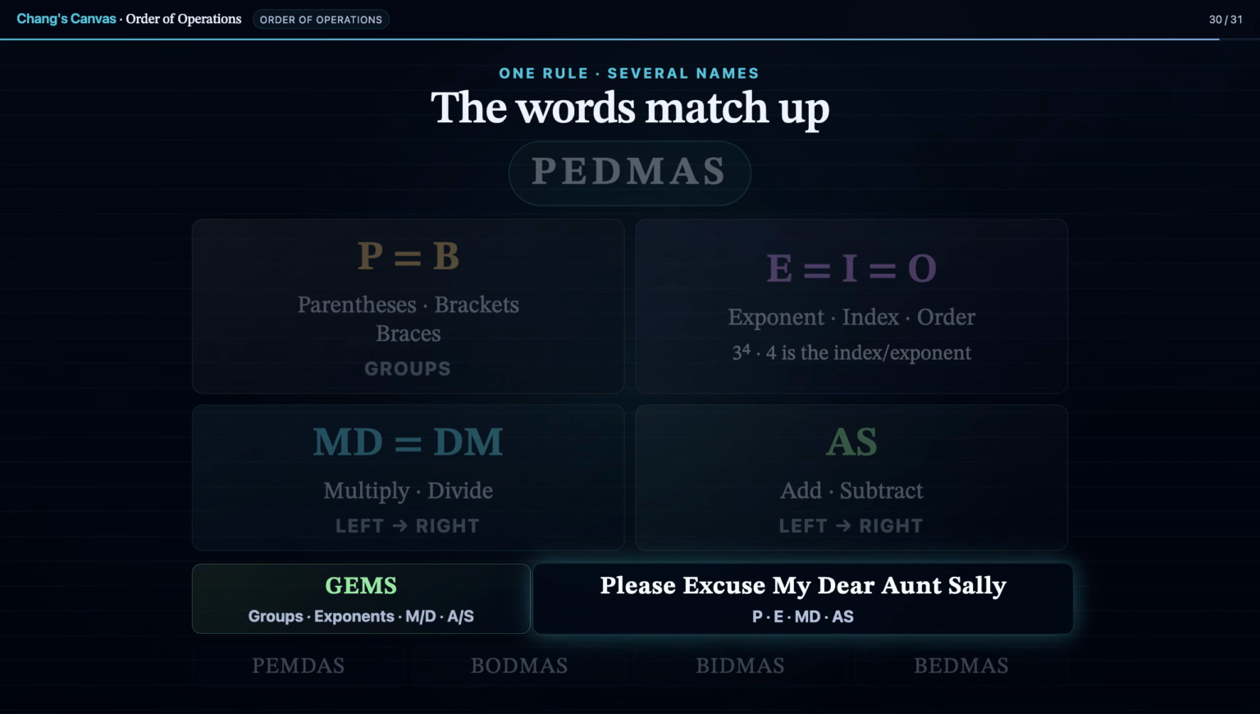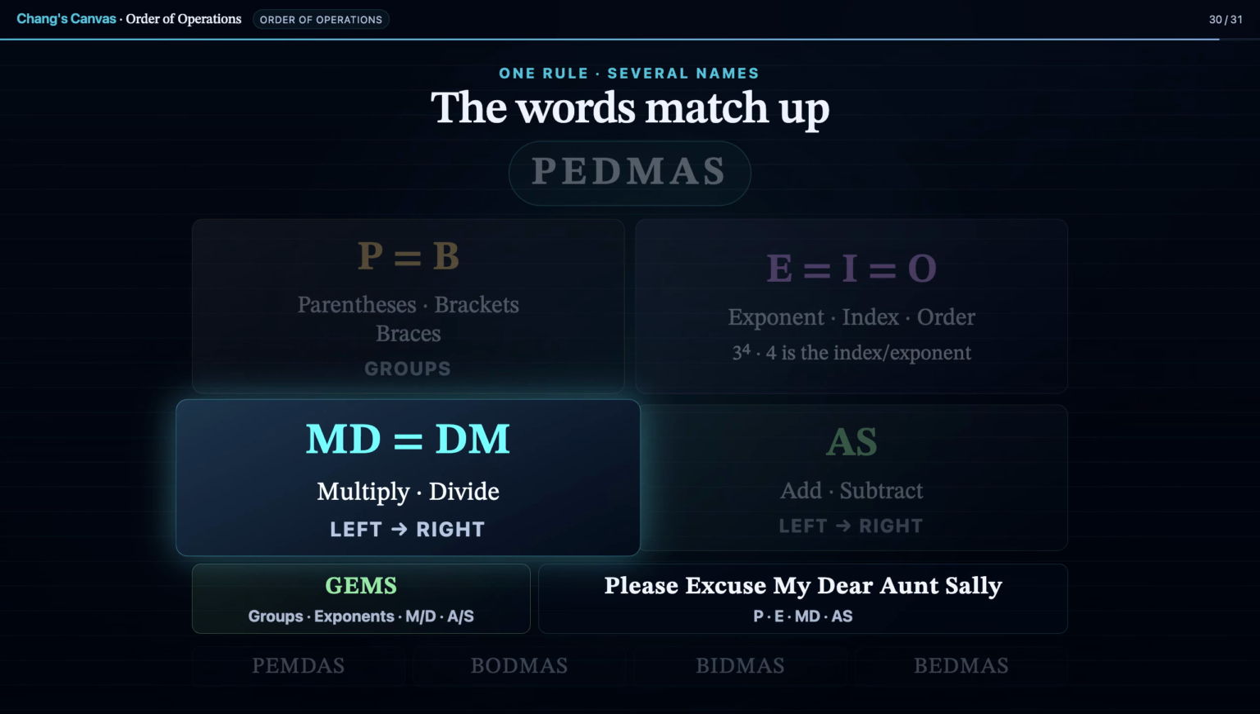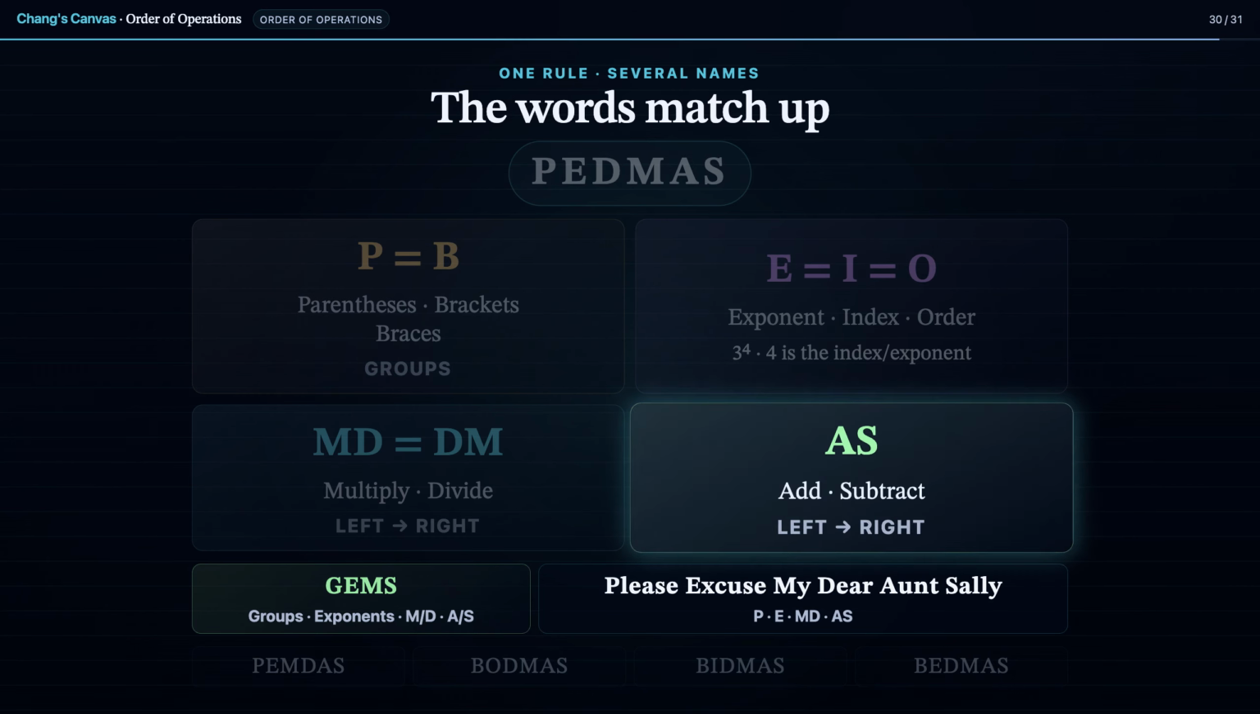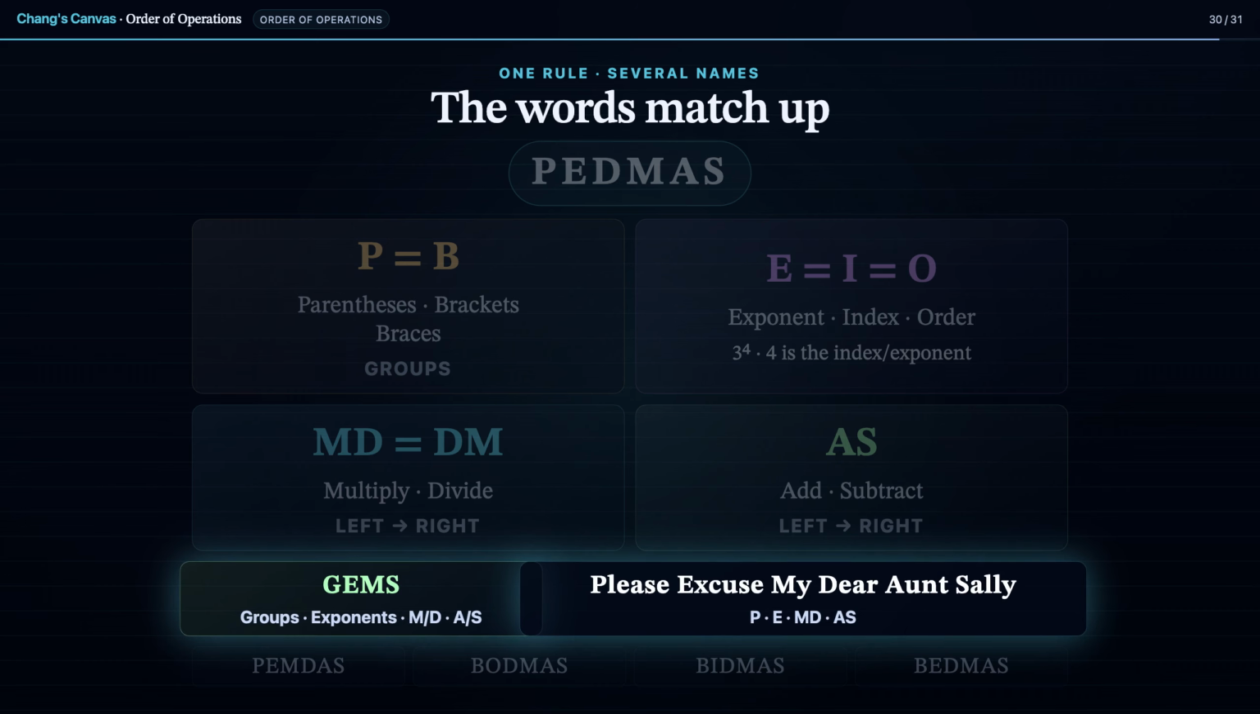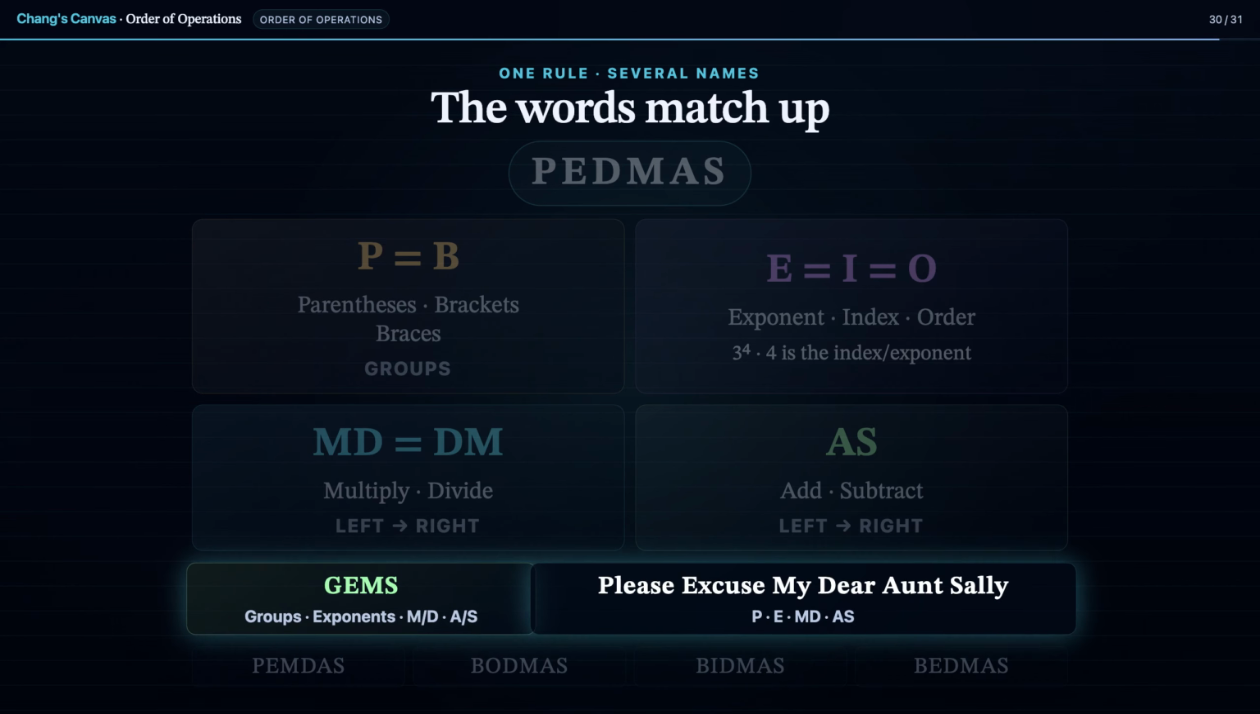PEMDAS is also remembered by the sentence, "Please excuse my dear Aunt Sally." Please for parentheses, excuse for exponents, my dear for multiplication and division, and Aunt Sally for addition and subtraction. The names differ, but the four tiers do not.